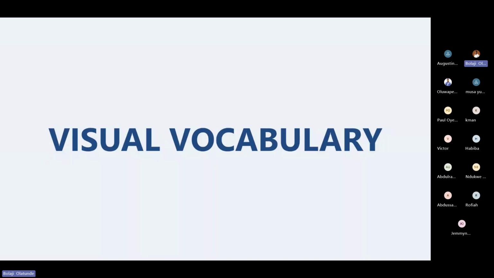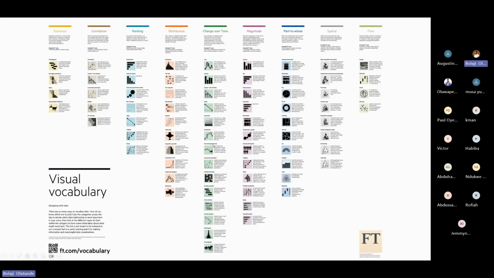Now, on the concept of visual vocabulary, I want to share with us a very interesting resource. This was put together by the Financial Times, and it's called, as you might guess, Visual Vocabulary. The Financial Times Visual Vocabulary is an overview of different visualization options that you can use to communicate specific types of messages.